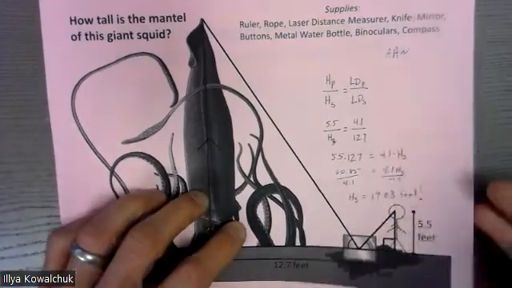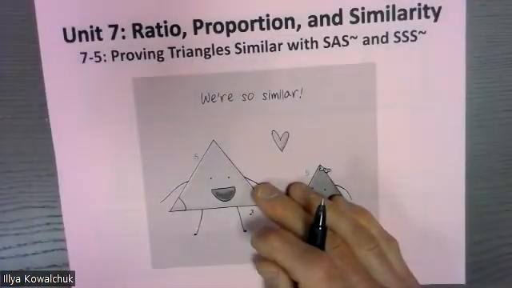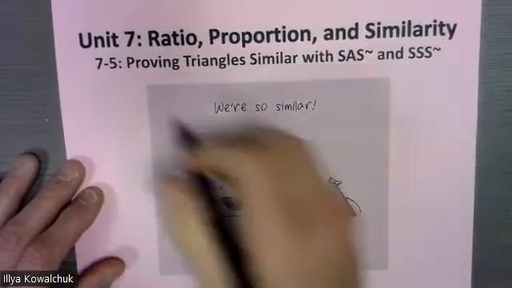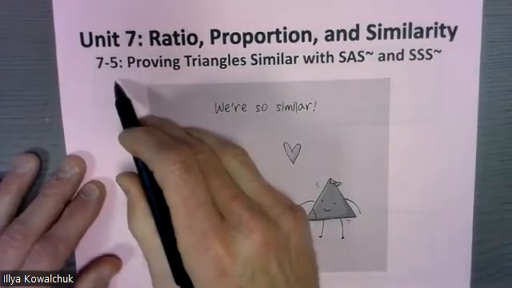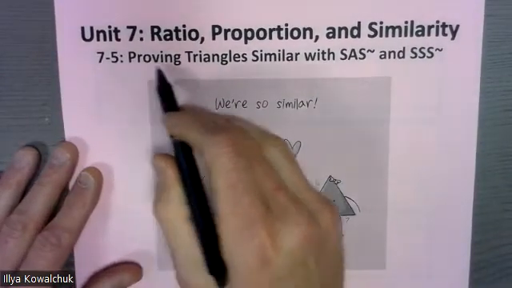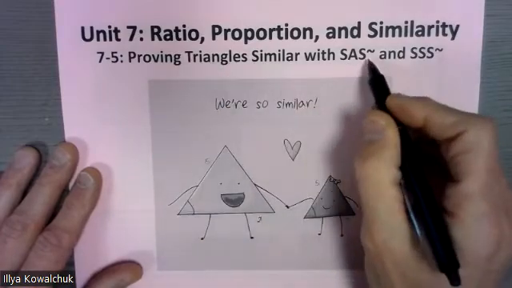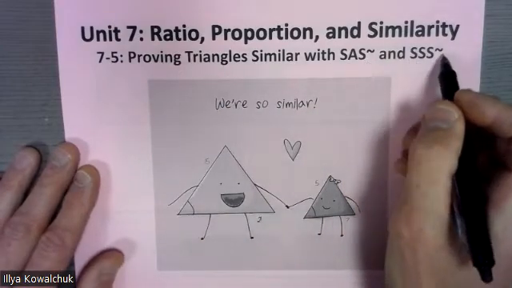All right, that was a good warm up. Let's move on. So unit 7, ratio, proportion, similarity. This is our last lesson that we're going to do for this particular chapter: proving triangles similar with side angle side similarity and side side side similarity.